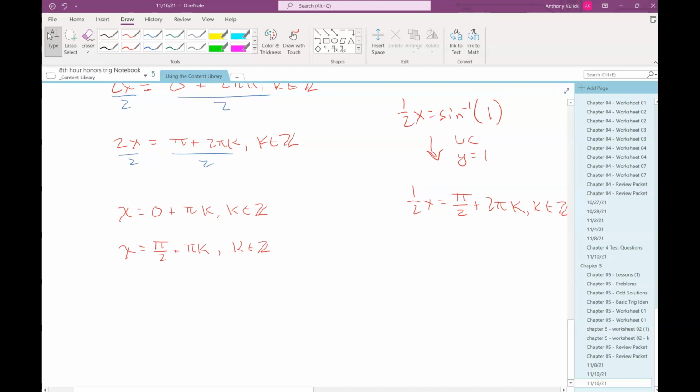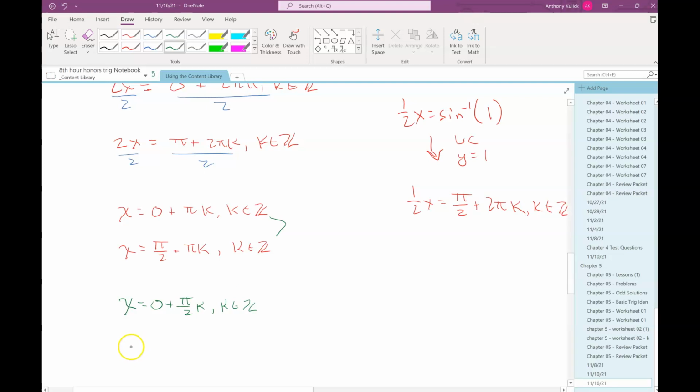All right, so tangent, we have 0 plus pi k, and then pi over 2 plus pi k. But think about what those answers are saying. For the first solution, we're getting stuff like 0 pi, 1 pi, 2 pi, 3 pi. The second solution, we're getting things like half a pi, 1.5 pi, 2.5 pi, 3.5 pi. You put it all together, and you're getting 0 pi, half pi, 1 pi, 1.5 pi, 2 pi, 2.5 pi, 3 pi, 3.5 pi. So really, I can combine these together and just say this is 0 plus pi over 2 k. And that makes life a little bit easier to deal with.